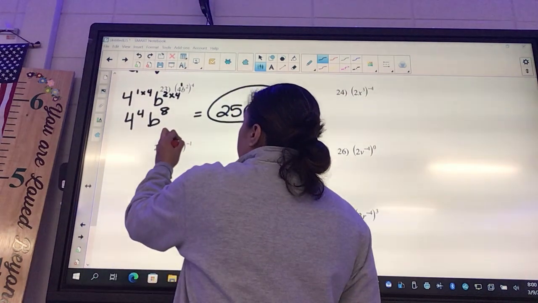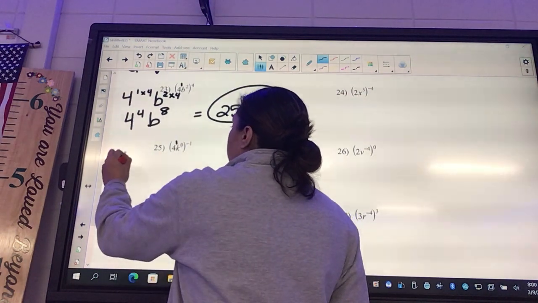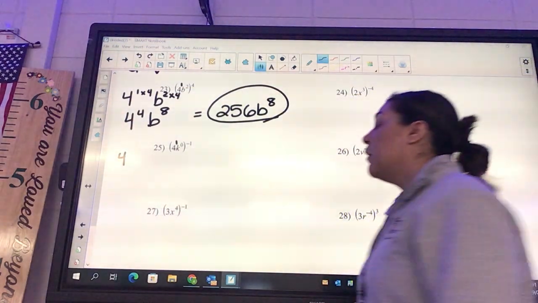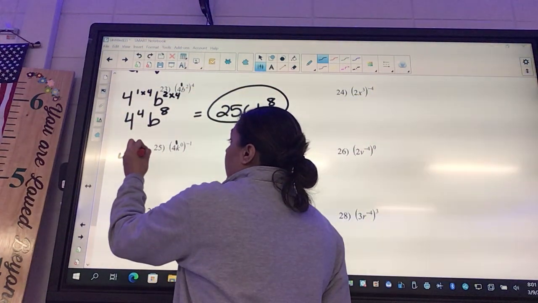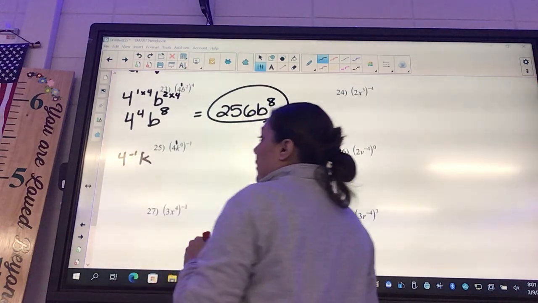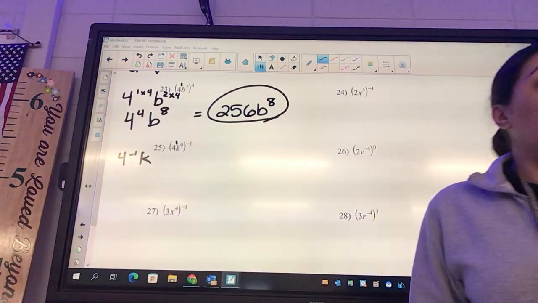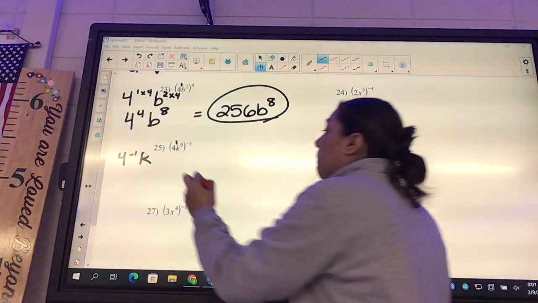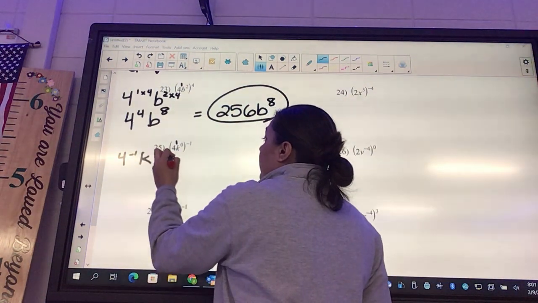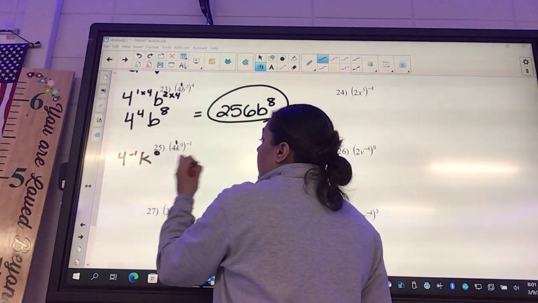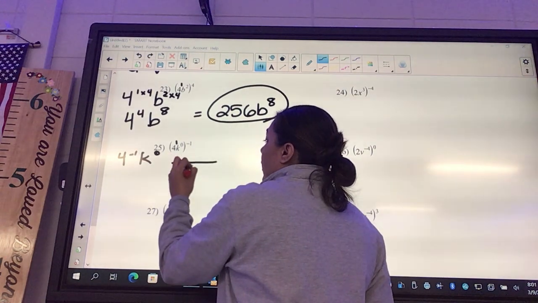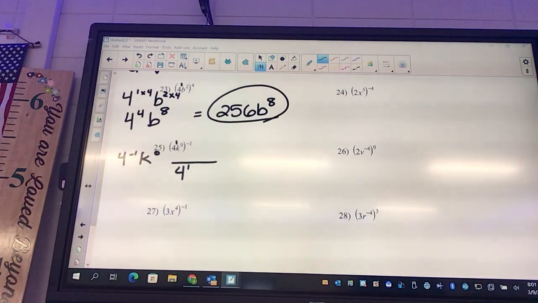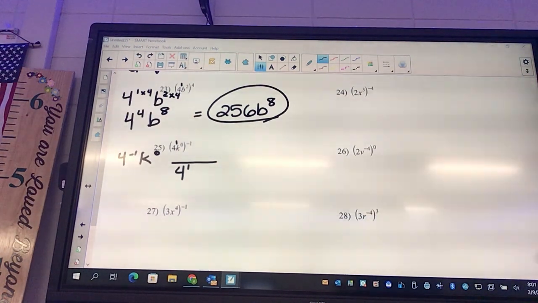Okay, 25. I got 4 to the what? What's it going to end up being? Negative 1. k to the, huh? What's 0 times negative 1? 0. Do we need to convert? Yeah. So you're going to get 4 to the 1. Where does k to the 0 go? On top.